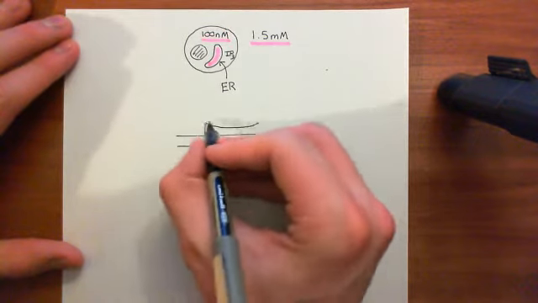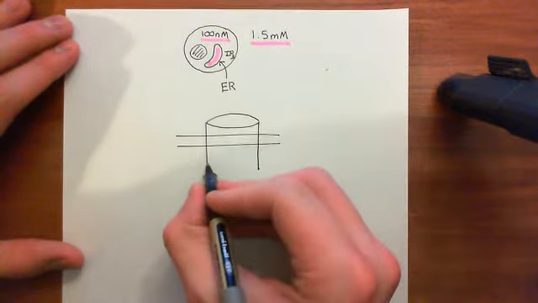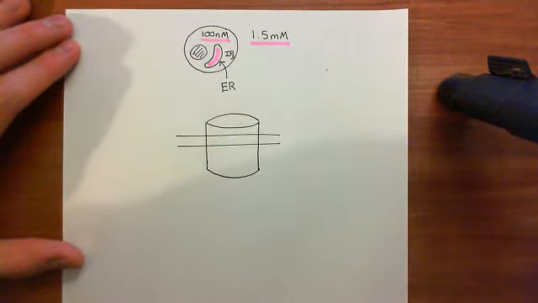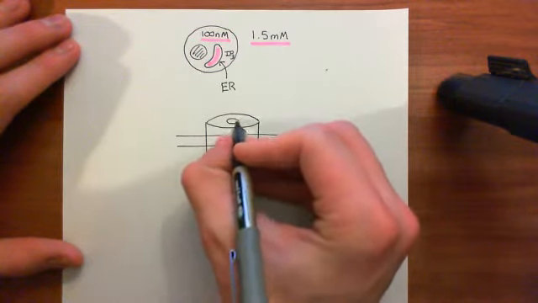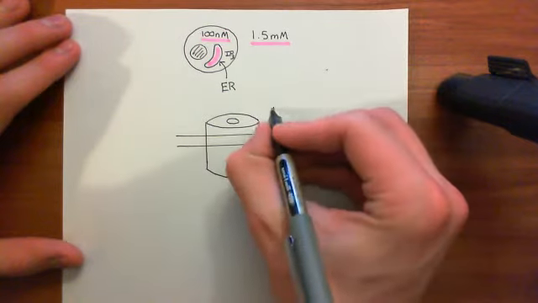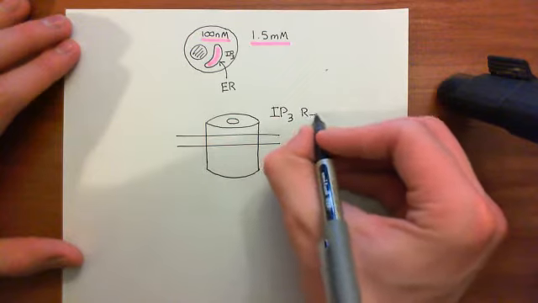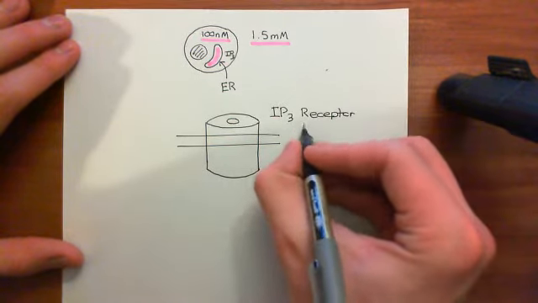So let me draw one of these here. It's an ion channel, so I will draw it as a cylinder in the conventional sense. And we'll have a little tube down the middle, and basically this is known as the IP3 receptor. For short, the IP3 receptor is just abbreviated to the IP3R.